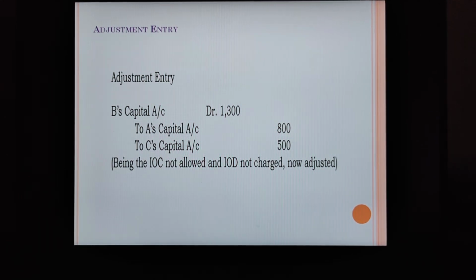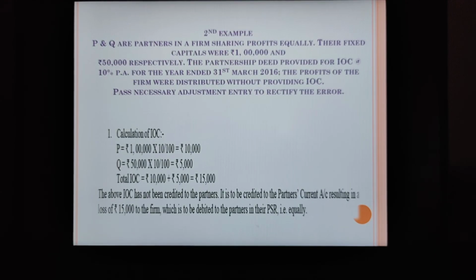Okay. Now class, we are moving toward the second example. See, the question is: P and Q are partners in a firm sharing profits equally. Their fixed capitals were rupees 1 lakh and 50,000 respectively. The partnership deed provided for interest on capital at the rate of 10% per annum. For the year ended 31st March 2016, the profits of the firm were distributed without providing IOC.